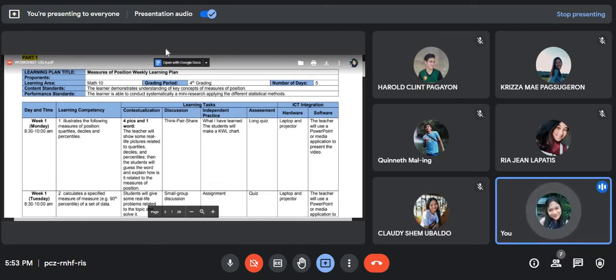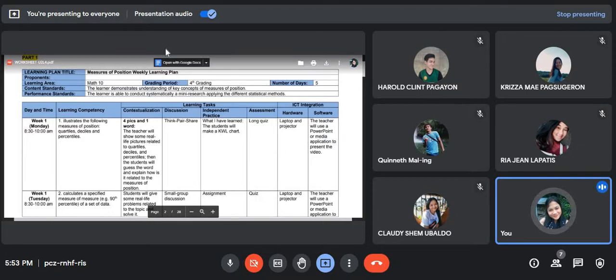Good day, everyone. Today, we will present our learning plan entitled Measures of Position Weekly Learning Plan. The learning area will be the Math 10 4th grading. It is a 5-day learning plan that will help students understand the key concepts about the measures of position.